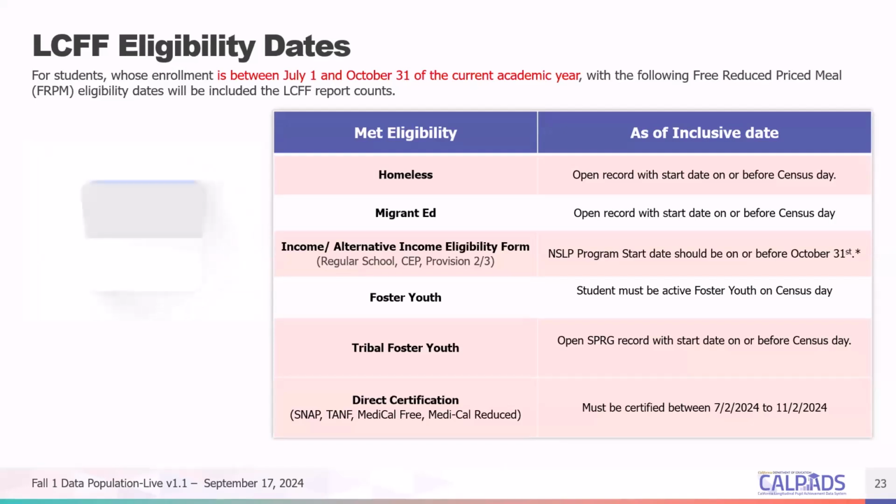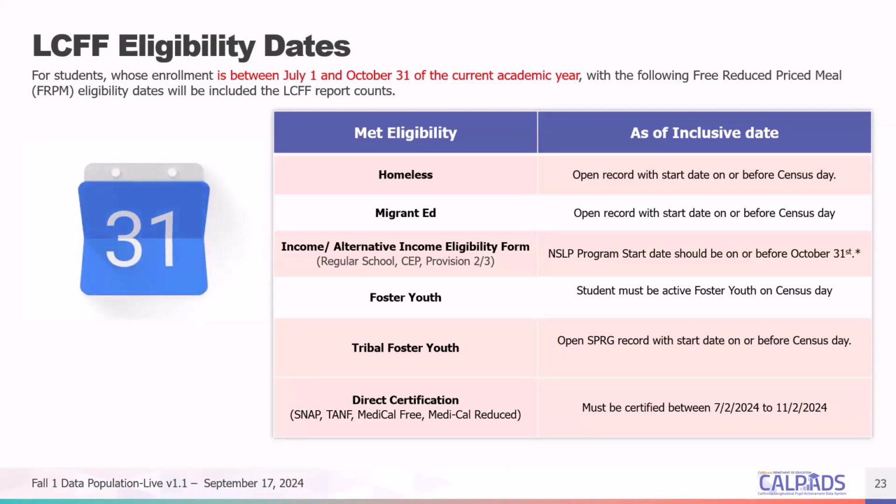As you're submitting files and student data to CALPADS, that information is used to identify students who are eligible for LCFF funding and will thus show up on reports 1.17 and 1.18. Students will appear on these LCFF reports if they're reported as homeless, migrant ed, foster youth, and tribal foster youth in SPRG records with start dates that are on or before Census Day.